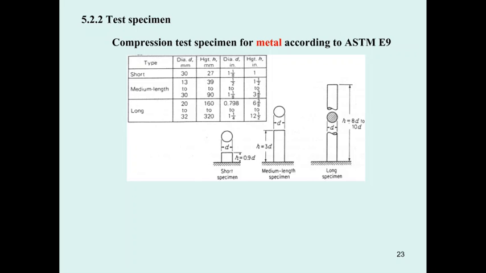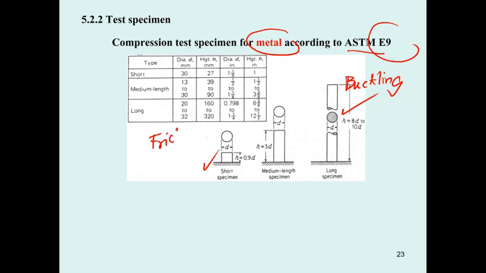Okay, talking back to the specimen, we consider the metal first. According to ASTM E8, the specimen should not be too short. If it's too short, it's going to have the effect of friction, and it should not be too long. If it's too long, it's going to have the buckling problem. Too short, you're going to have a friction problem.